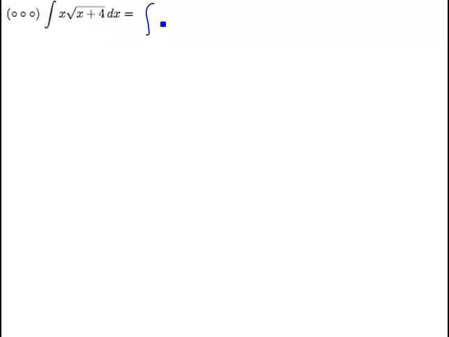We could rewrite this once as x times x plus 4 to the 1/2 exponent. That doesn't provide us with any new algebra approaches, but it does give us a simpler form for the integral after we complete our substitution. So I'll let u equal x plus 4.